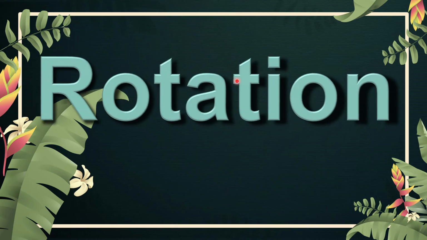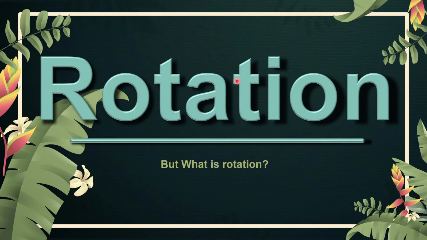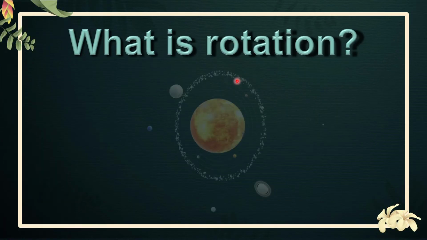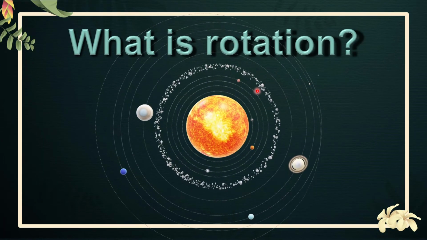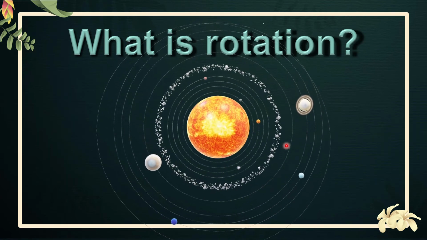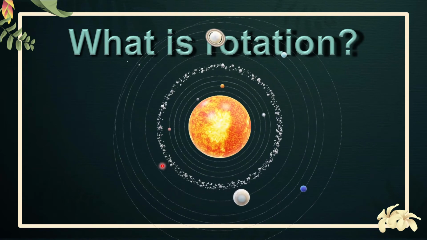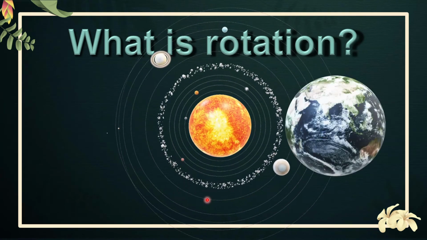Rotation. But what is rotation? As you see here, this is a solar system. All of the planets are rotating around the sun, or you can say are turning around the sun. Okay, let's see another example here.